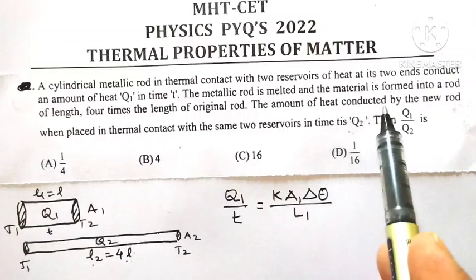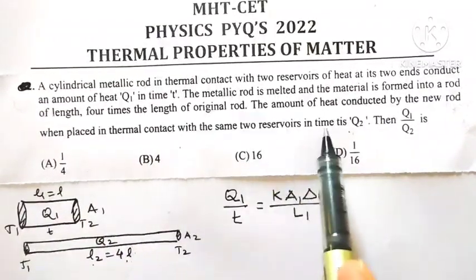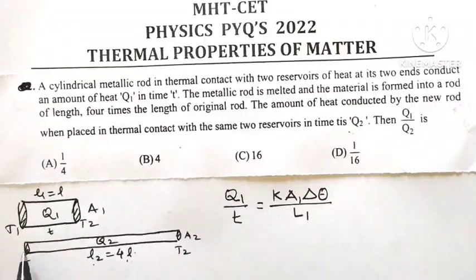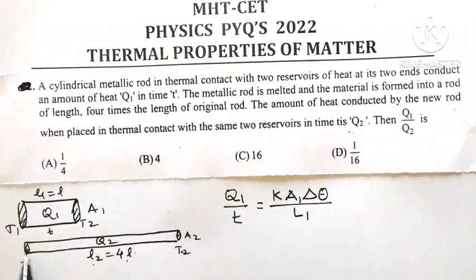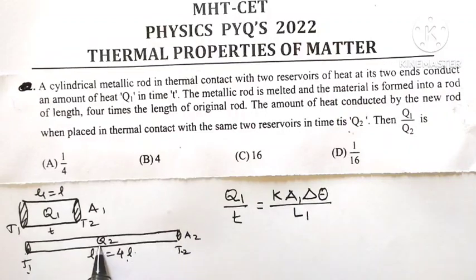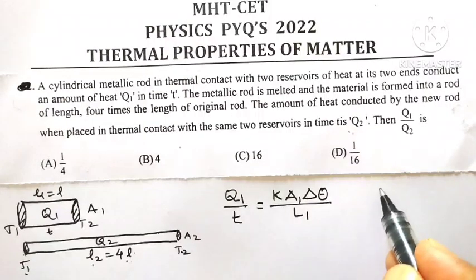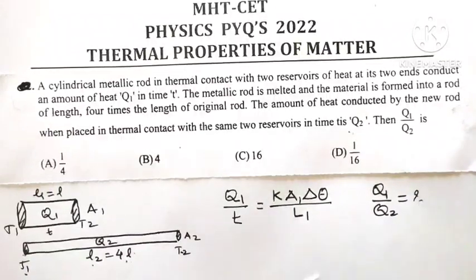Then the amount of heat conducted by the new rod, when placed in thermal contact with the same two reservoirs in time t, is Q2. It means the two ends of that new rod are maintained at the same temperature difference, T1 and T2, connected to the same reservoirs of heat. If Q2 is the amount of heat flowing in a time interval t, then we have to find the ratio Q1 divided by Q2.